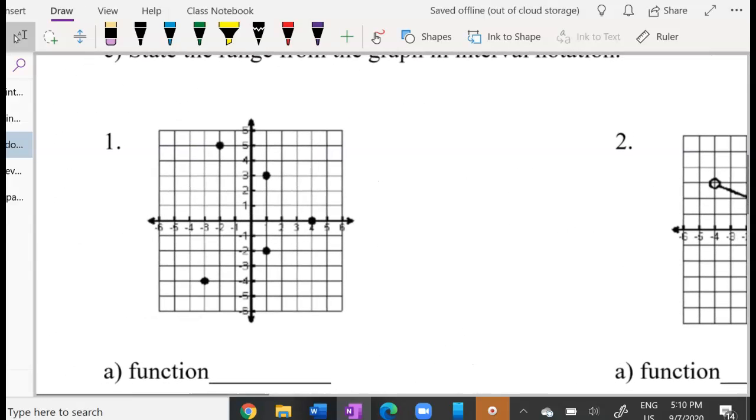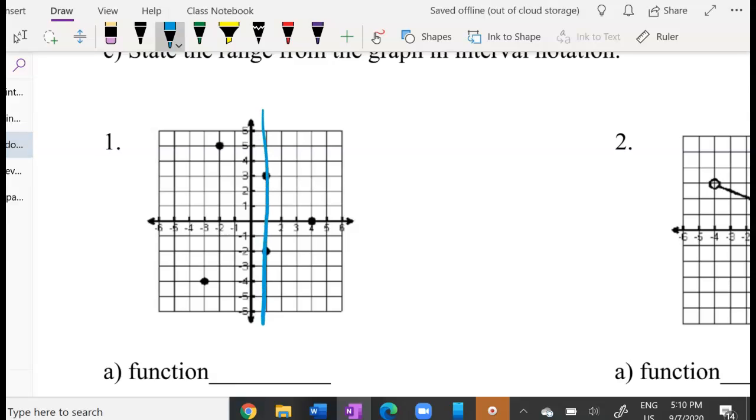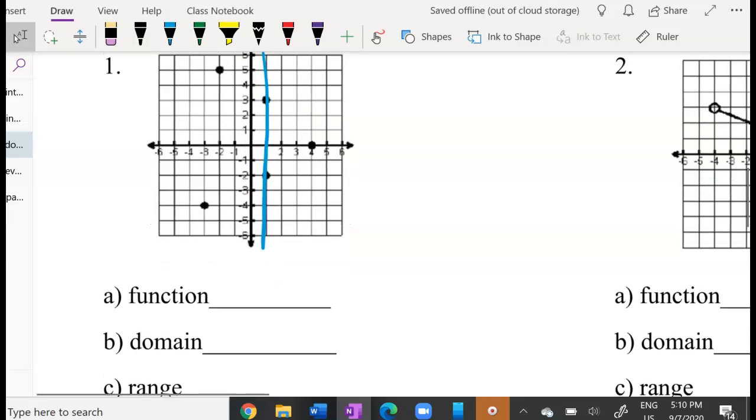And let's look at this first one. Okay, so it's not a function. So why is it not a function? Because of all of the vertical lines that we can imagine, it only takes one to make it not a function. And this is that vertical line. There exists a vertical line that crosses two of the points on the graph, and therefore the graph is not a function. So our answer here is no.